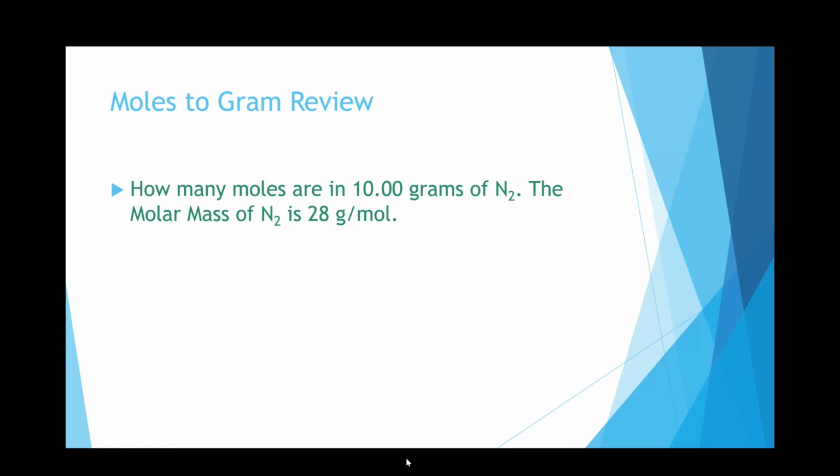So now our last thing we need to review is moles to grams, and then we could piece together everything that we've learned. So how many moles are in 10 grams of N2? The molar mass of N2 is 28 grams per mole. So please type in your answer in the chat when you've got the answer. You could give your answer as a fraction, decimal, it really doesn't matter to me.